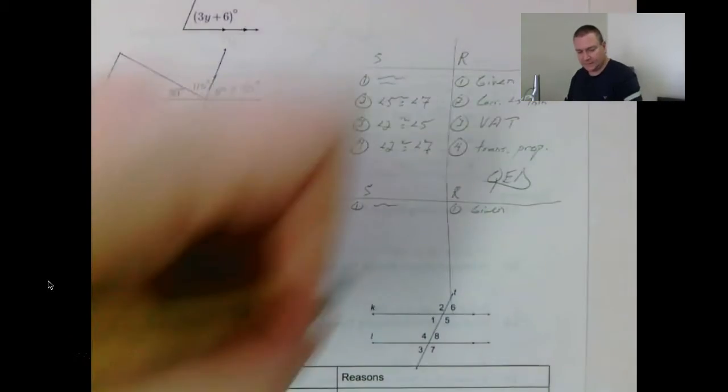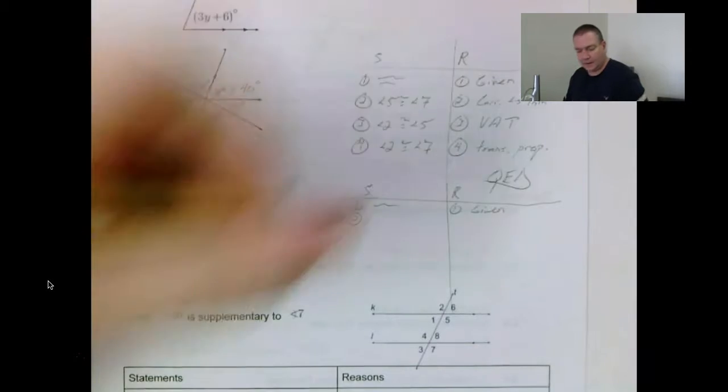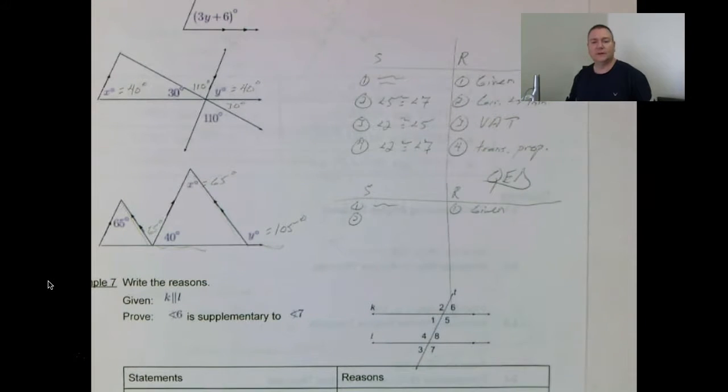Statement 2. I've got to find a pair of angles that are supplementary to eventually get angle 1 supplementary to angle 7. So what pair of angles do I know that are supplementary? Well, 5 and 8 form consecutive angles or same side interior angles. They're supplementary, but neither 5 nor 8 are part of the angles 1 or 7. I mean, they're related to them. But let's go with angle 1 and angle 4, because they already have angle 1 in there.